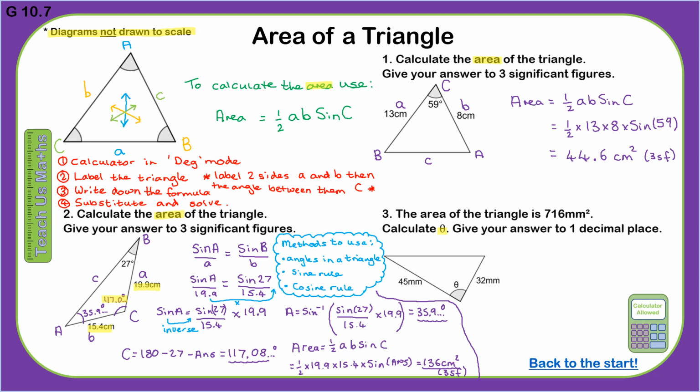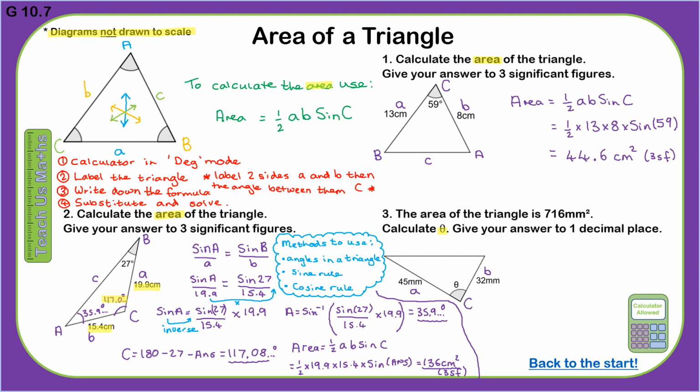Now looking at the information in our triangle, we have got the length of two sides, 45 millimeters and 32 millimeters, and we need to calculate the angle in between those two sides. My calculator is in the correct mode, so let's go straight ahead with labelling the triangle. So the two sides that we know, we need to label A and B. It doesn't matter which way round. So I'm going to label 45 millimeters as lowercase a and 32 millimeters as lowercase b. And the angle in between them, which is theta that we need to calculate, I'm going to label capital C.